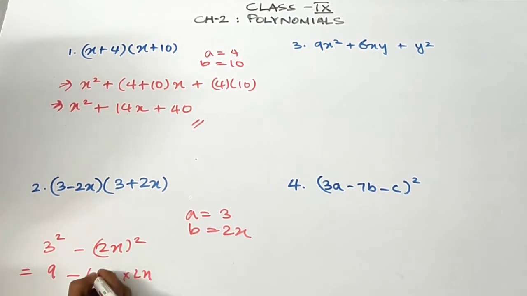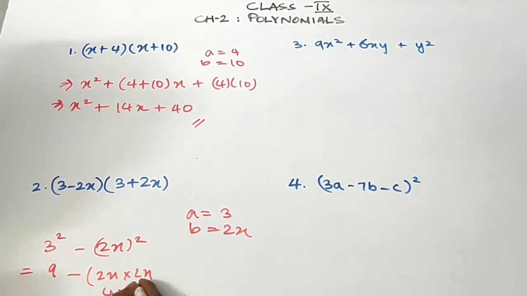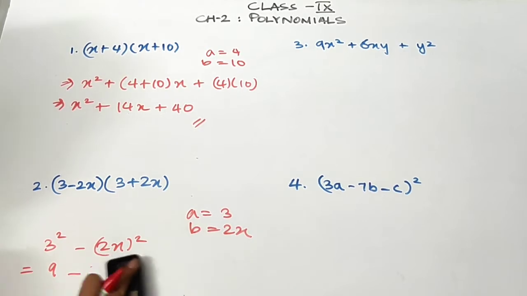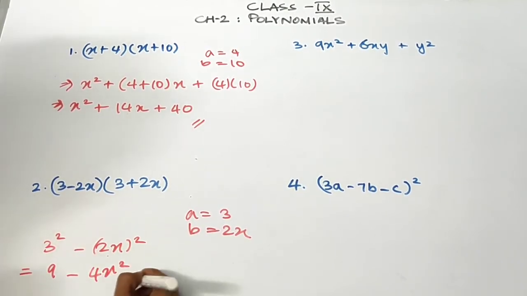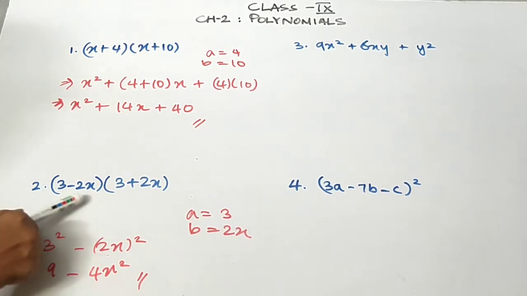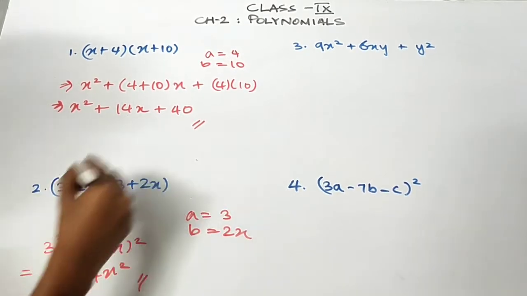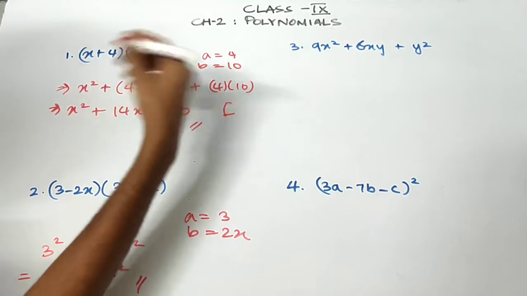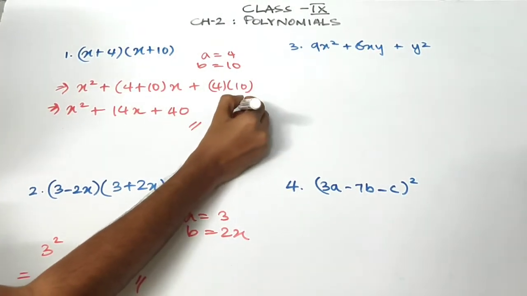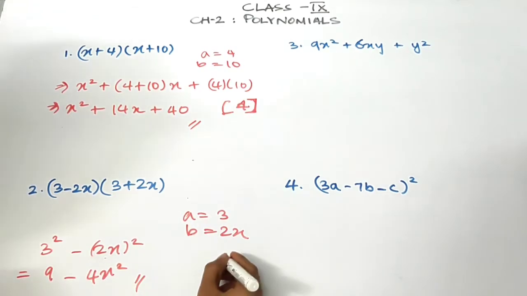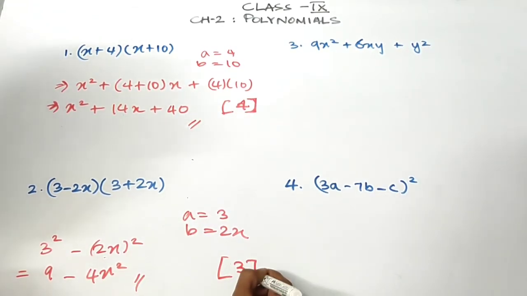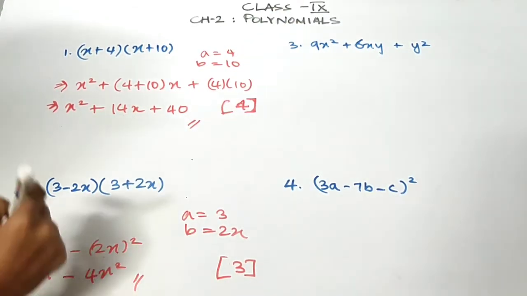So, what is 2x into 2x? 2 times 2 is 4. x times x is x square. So, 4x square. I will replace it with 4x square. So, 9 minus 4x square is my final solution for 3 minus 2x times 3 plus 2x. And make sure that you specify what identity you use. So, this would be my fourth identity, I guess, and then this would be my, I guess, third identity over here. Now, let us try and solve the third problem.